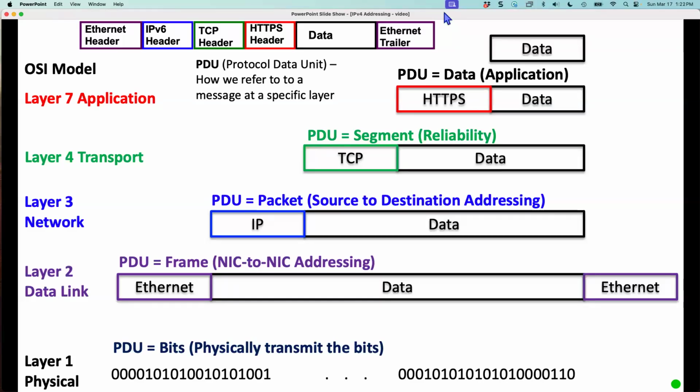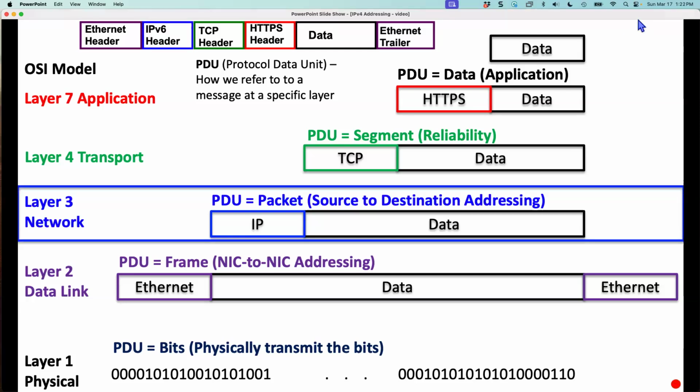Welcome. So in this video, I want to talk about IPv4 addressing. We're at layer 3, the network layer of the OSI model. We're going to be talking about IPv4 addressing, part of the IPv4 packet.